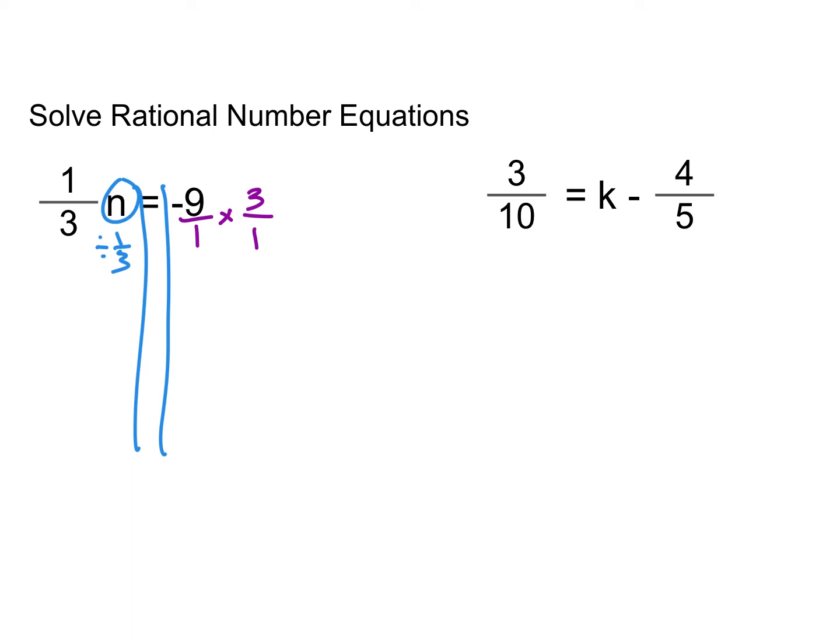Make sure that you have your whole number as a fraction. Top times top, negative 27. Bottom times bottom, 1. n is equal to negative 27.